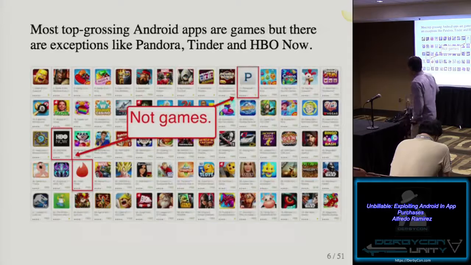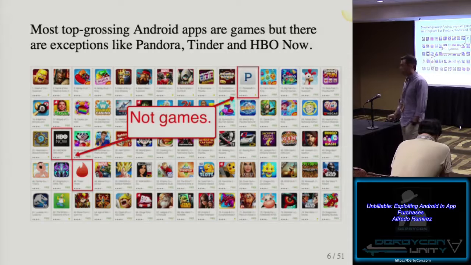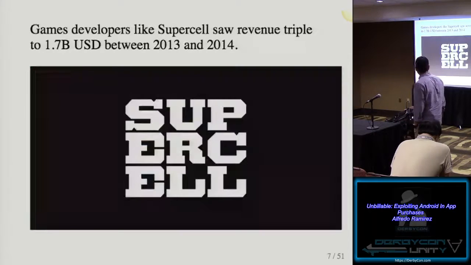Now, I mention games because most top-grossing Android applications are games for some reason. There are exceptions. Pandora, for example, HBO Now, Tinder. I guess Snapchat just added in-app purchases, so you can add lensing effects to your snaps for $3 or whatever. But the vast majority are games. I say that a lot of times, and people are like, oh, well, games, that's not really a big deal. Who cares? People are cheating at video games. Well, it turns out there's actually a lot of money there.